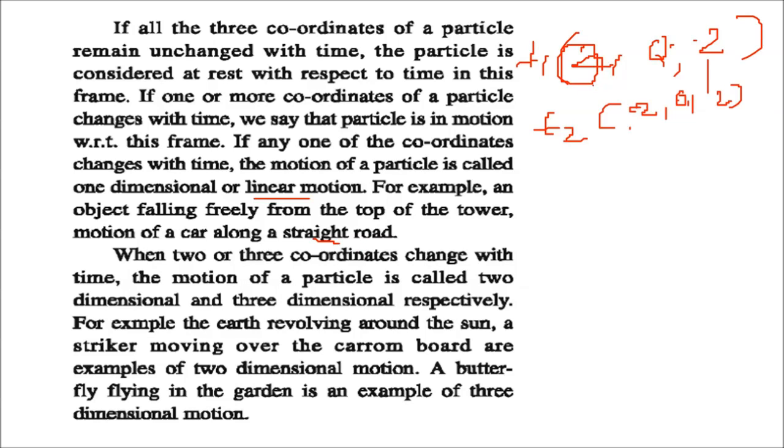Now, when 2 or 3 coordinates, meaning not one but x and y, or say x, y, z, change with time, the motion of the particle is called two-dimensional, because two dimensions have changed, unlike linear motion. When two dimensions change, we get 2D motion. When three dimensions have changed, we can say that this is three-dimensional motion. The earth which revolves around the sun, the striker moving over the carom board, these are 2D motions.